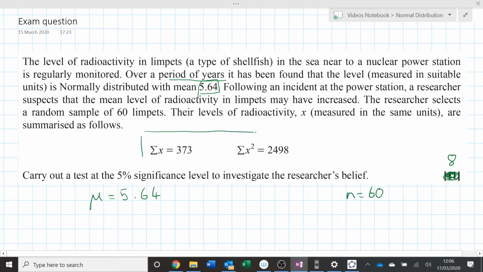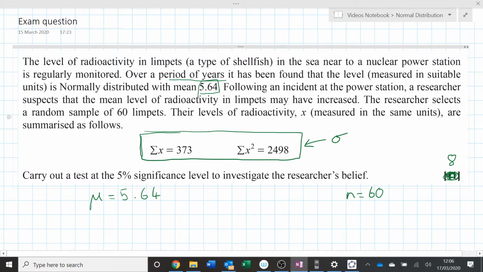So we've got some information here. We haven't been given sigma in this case. So we're going to have to calculate it using the formula, given in the formula book, remember. And you're going to end up doing a question which is very, very similar using your value. So this is going to give you your sigma value. You're also going to get your x bar, because your x bar is going to be equal to 373 divided by 60.